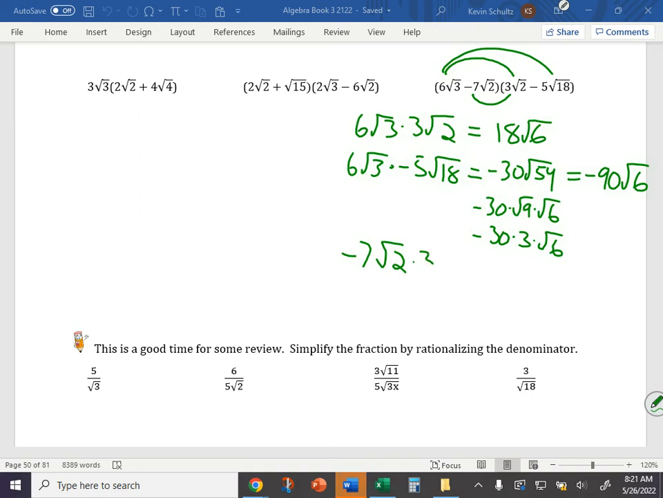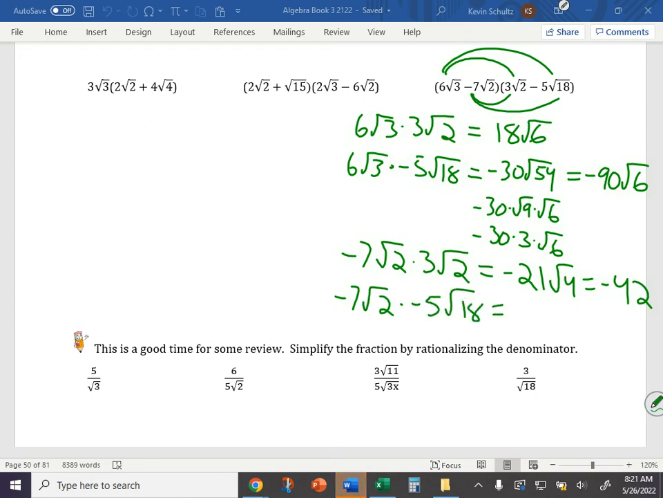Don't need it. Negative 7 root 2 times 3 root 2, what does that give us? Initially, negative 21 root 4, which can be simplified to be negative 42, right? That root 4 being a perfect square equals 2. Okay, so negative 42. And our last calculation, negative 7 root 2 times negative 5 root 18. Initially that becomes 35 root 36. Again, coefficient times coefficient, root times root.